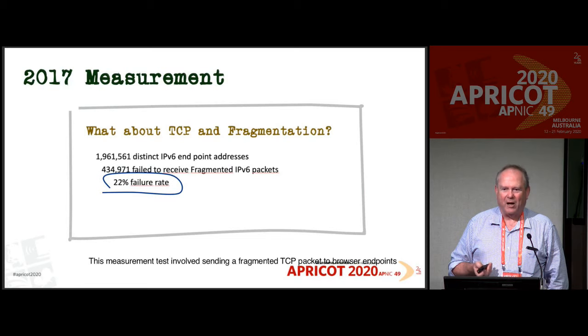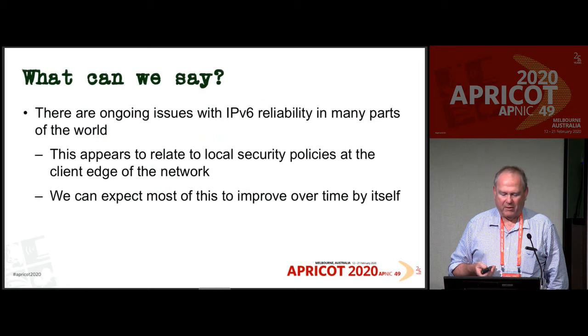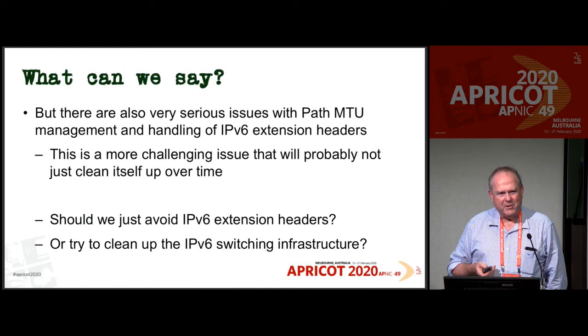V6 doesn't handle extension headers in our network today. It does not do that. You can't fragment. And that's actually interesting. Why? I don't know. Local security policies at the client edge of the network? Maybe. If that's the case, it'll fix itself over time. But maybe it's something more fundamental. This whole issue with path MTU management and V6 extension headers is actually in silicon.